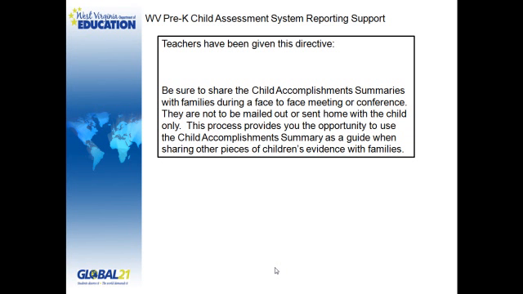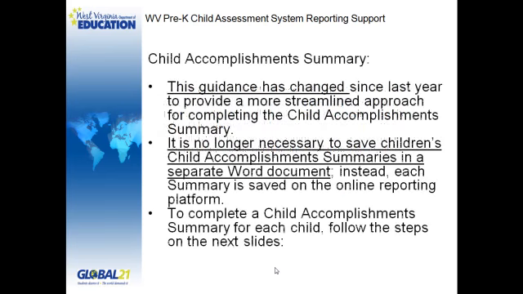That's because the Child Accomplishment Summary provides a snapshot, but needs explanation as well. It needs that teacher to go through and talk with the family about what this means and what's coming next, and some things they might try at home to help the child continue development along each domain. So the guidance for the Child Accomplishment Summary has actually changed since 11-12. We have a more streamlined approach now. Teachers don't have to save the Child Accomplishment Summary in Microsoft Word now. Instead, it's saved on the online reporting platform.